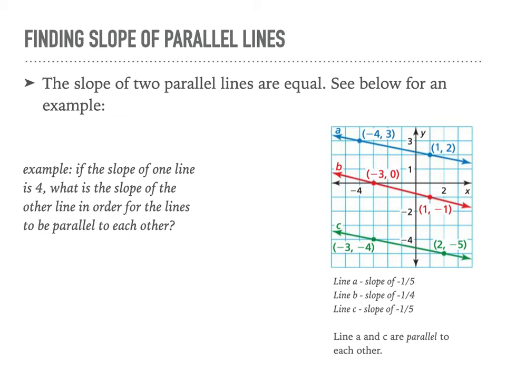Let's try an example. If the slope of one line is 4, what is the slope of the other line in order for the lines to be parallel to each other? The answer is that the line also has to have a slope of 4.